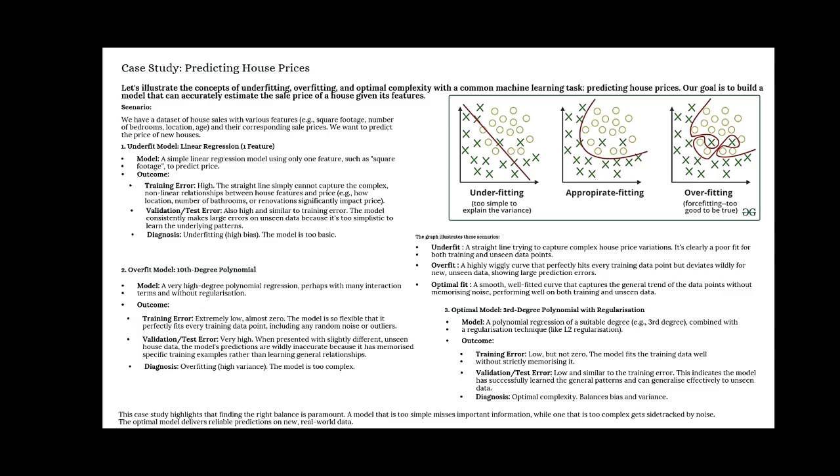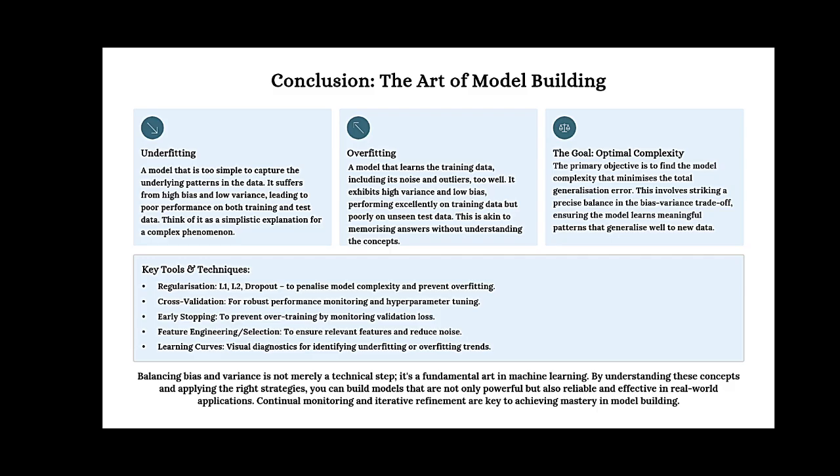Then the conclusion. In conclusion, let's summarize the key takeaways. We have defined underfitting as a model that is too simple, suffering from high bias and performing poorly on all data. Think of it as a simplistic explanation for a complex problem. We have defined overfitting as a model that learns the training data, including its noise, too well. It has high variance, leading to excellent performance on training data but poor performance on unseen data. This is like memorizing answers without understanding the concept.